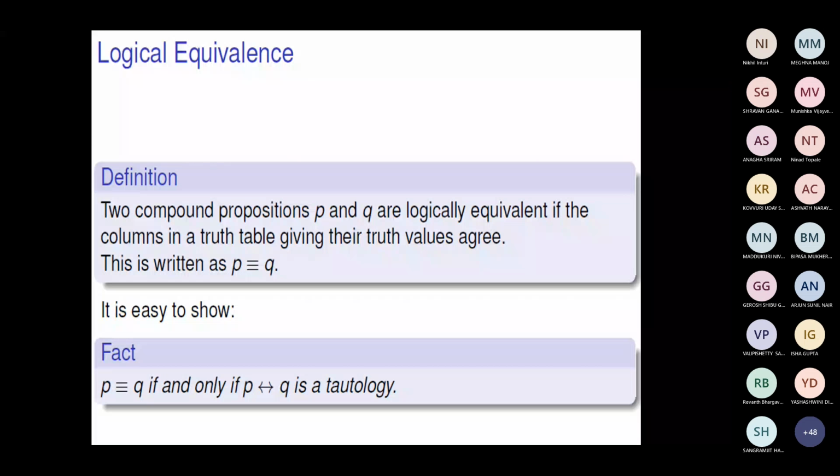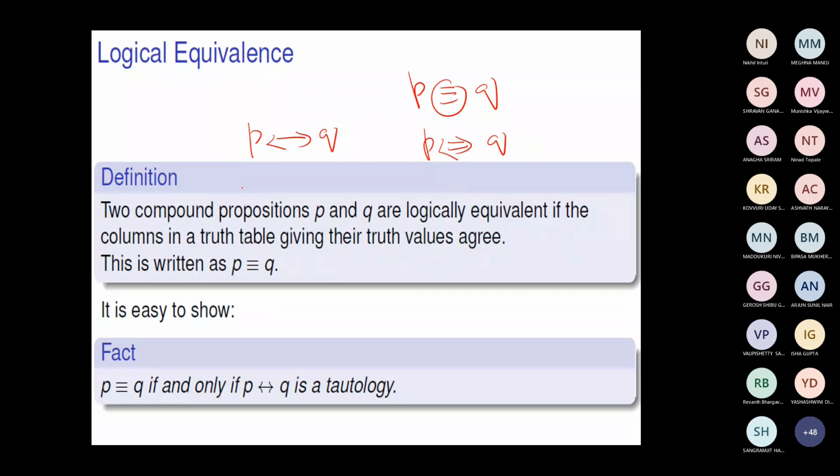Okay, so I think yesterday itself we have seen two compound propositions. They are said to be equivalent to each other. Suppose P and Q are either we use this symbol or we use this symbol. They are said to be equivalent to each other whenever, if you find the biconditional between those two statements, it should be a tautology. So we have seen an example for this also.